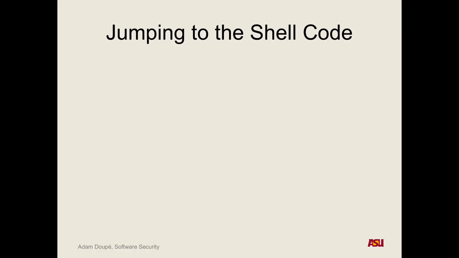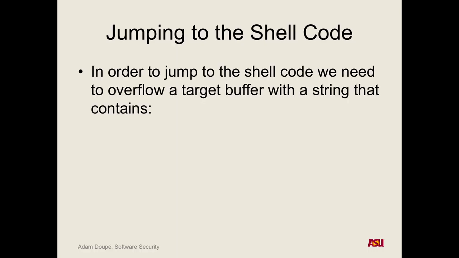So we talked a little bit about buffer overflows. I mean, we talked a lot about how they work. We talked about shell code, which is what we need to use to actually execute the code. Now we're going to try to put everything together. How do we actually transfer control from the program's code to our shell code?